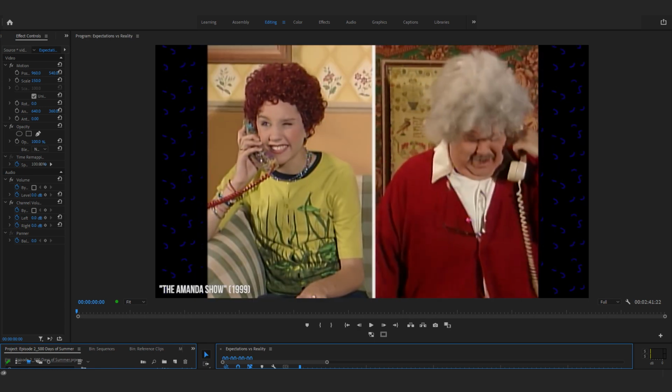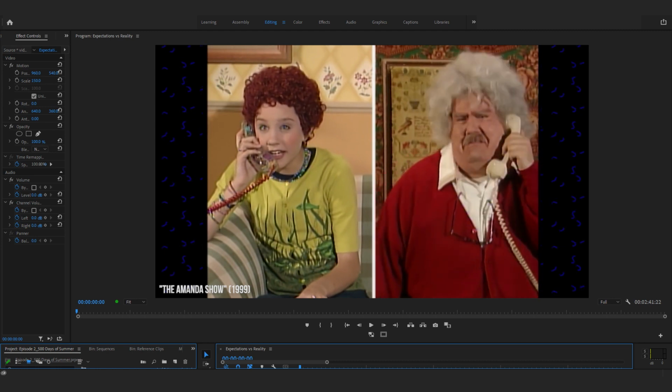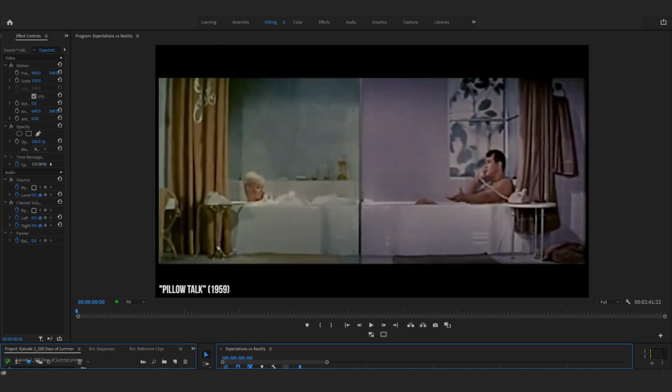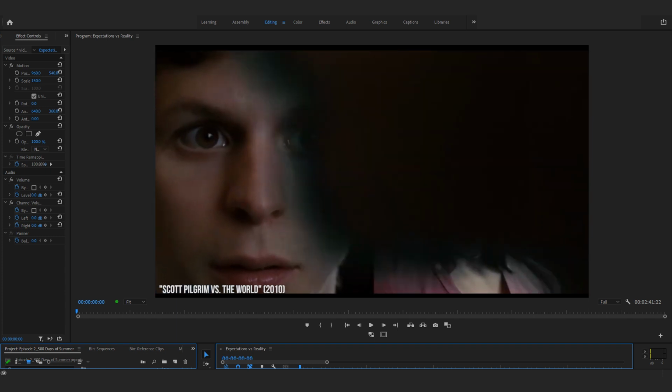Whether to convey a conversation across distances, such as talking on the telephone, or working around censorship codes with Michael Gordon's 1959 film Pillow Talk, where the use of split screen gave the illusion of the characters sharing a bath and a bed without actually showing such scandalous acts, split screen became commonplace in films across genres.